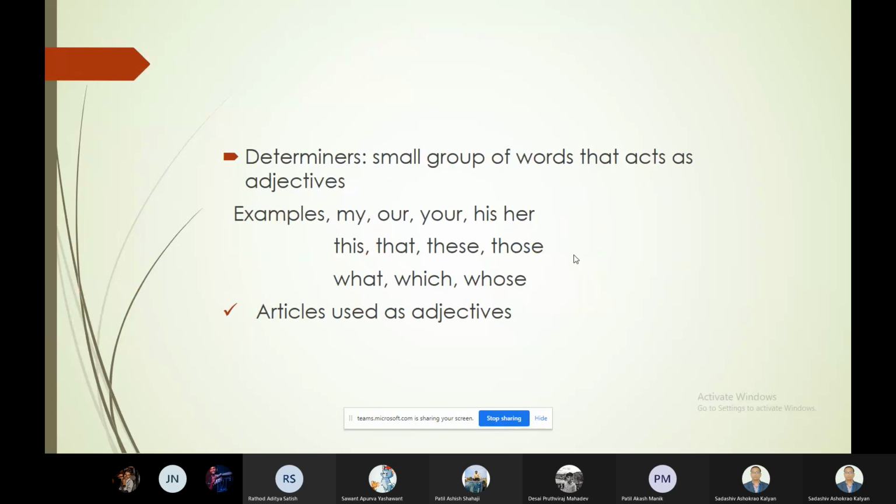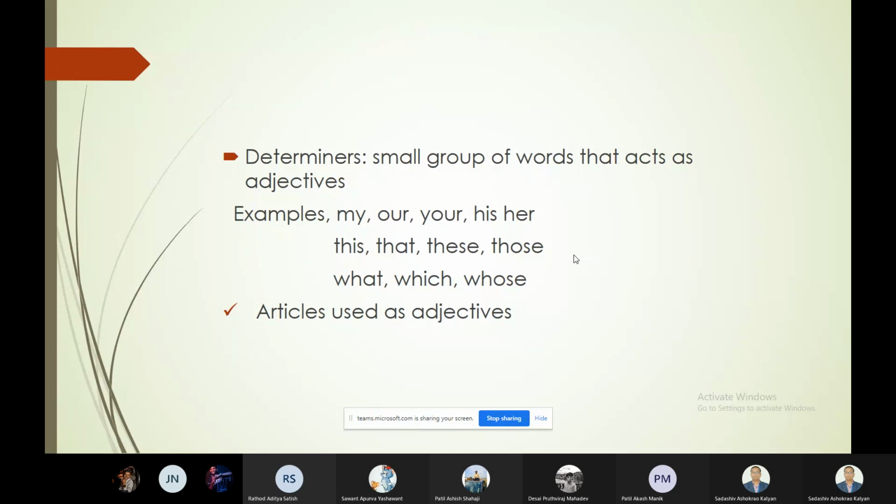Okay, so we are using various kinds of determiners in our sentences. Determiners are a small group of words which also work as adjectives in our given sentences. We use words like this, that, these, those. Whenever the things are near us, we use this, that. This is my pen. This is my Dell desktop. This is my Dell laptop.